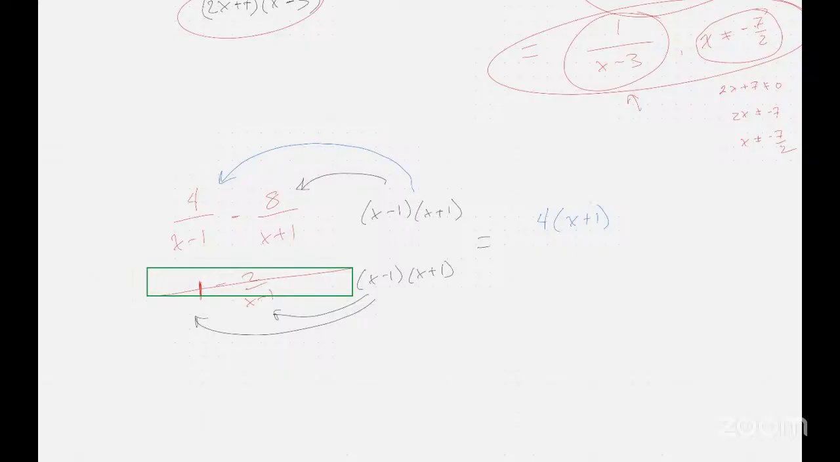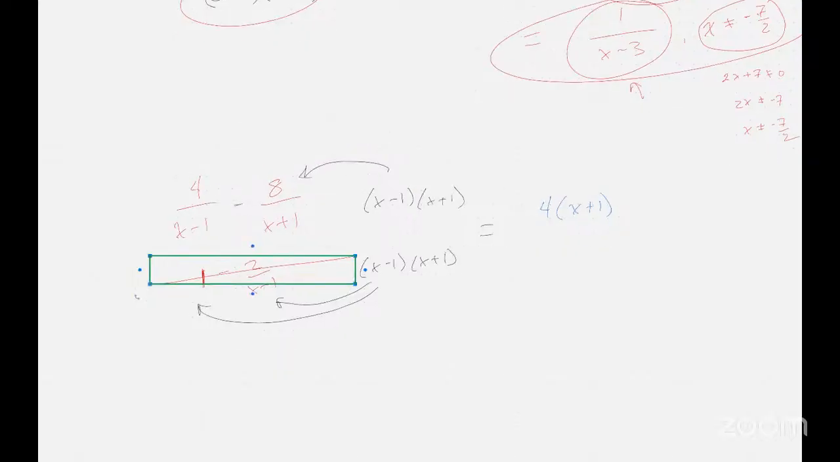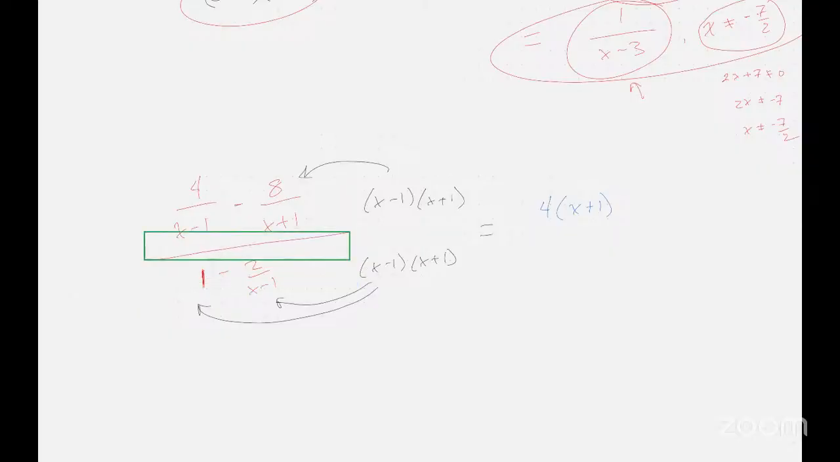Okay. That's okay. So this right here, I'm going to multiply it by everything. I'm going to multiply it here, here, and here. This is called clearing the fraction. I'm going to multiply it by everything.